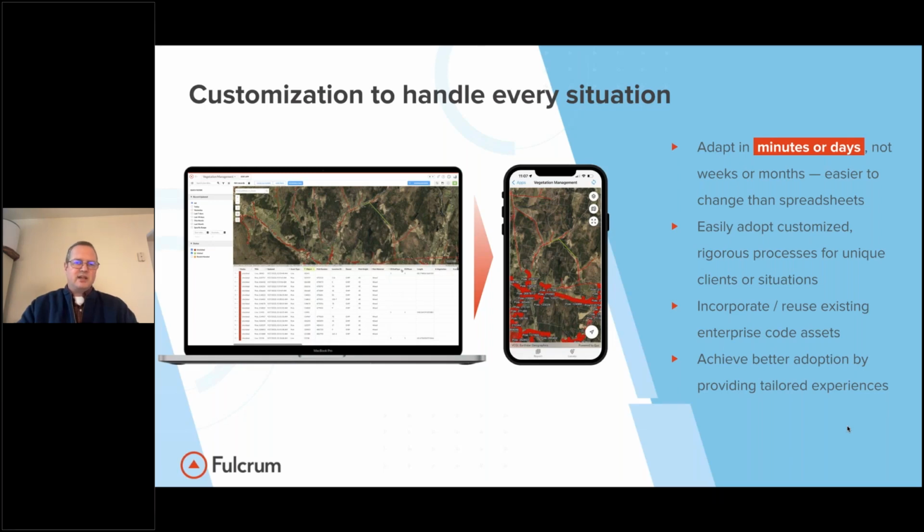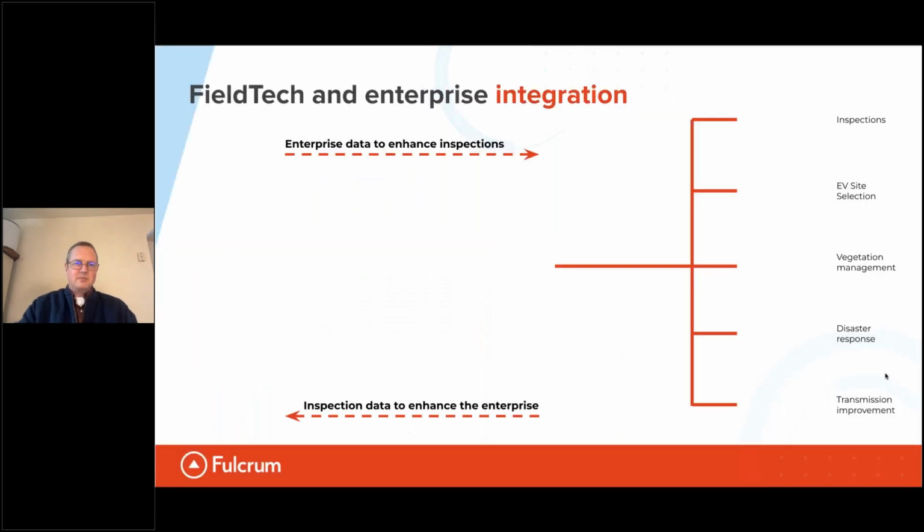And the bottom line is, because you can adapt it to every situation in a way that's better for your field workers, it's going to get better adoption.